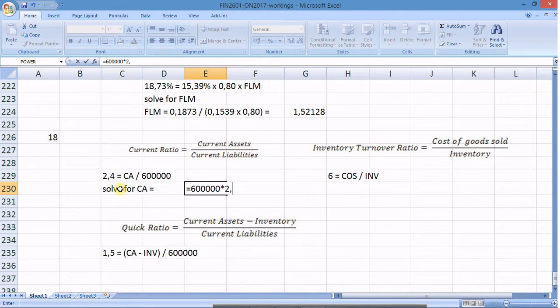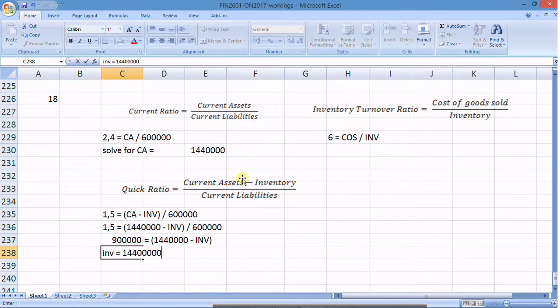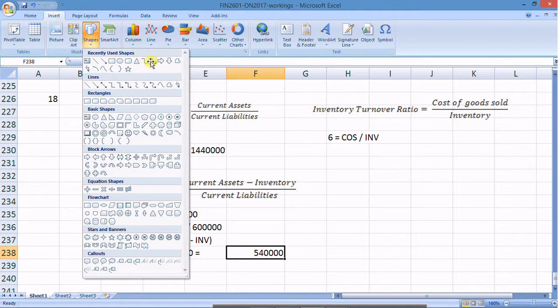Okay, so if I solve for my current assets, 600 times 2.4 is that. Then I put that in here. 1.5 equals brackets current assets 1440 minus inventory close brackets divided by 600,000. Right, take the 600 to that side, so it's 1.5 times 600. Why is it negative? What do you mean, why is it negative? You put a negative. Did I put a negative? Yeah. Oh, just a typo. Okay, so 1.5 times 600 equals brackets 1440 minus inventory close brackets. Inventory can go to that side, so inventory equals 1440 minus 900 equals 540. Right, and where does that 540 go? It goes in there.